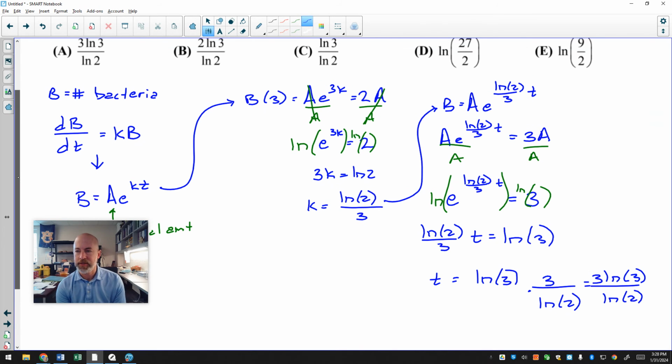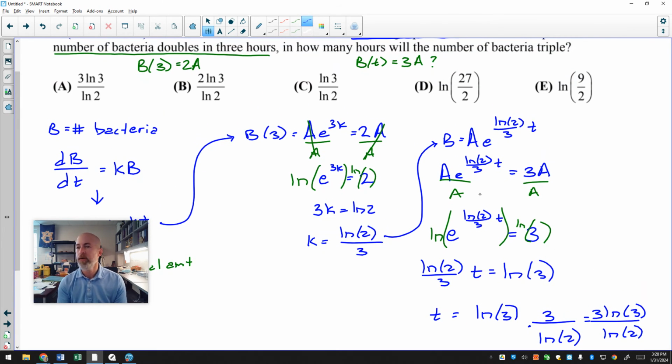And I hope that's there because I don't feel like doing those properties of logs. 3 natural log of 3 over natural log of 2. That is A. Good. They did not change it. They could have made that the natural log of 3 cubed in the numerator, but they did not. So there's that one. That was a tricky one, but that was a lot of work.